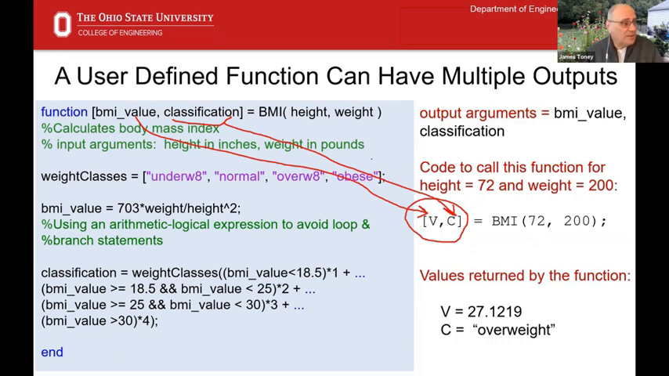And an important point, these names can be anything you want. They do not have to match the names that were used in the function. There are two different sets of variables. The function has its variables. The main program has its variables. The names do not have to match. They're just matched up by order. All right, so when you run this, if you give it these two values, then V is going to come out to be 27.1219, and C is going to be overweight.